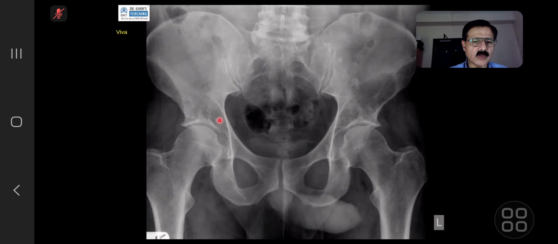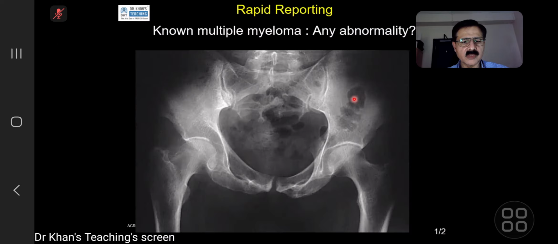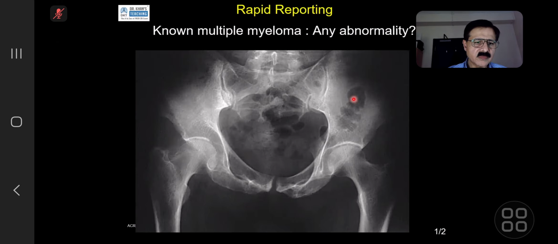Okay, normal or abnormal? Now this one is for the chat. Normal or abnormal? Yes, please. If it is abnormal, give me what is the abnormality. Yes, please. Left, very nice. So there is a lytic lesion here. There is a lytic lesion here. Well done. Okay, in the chat, normal or abnormal?